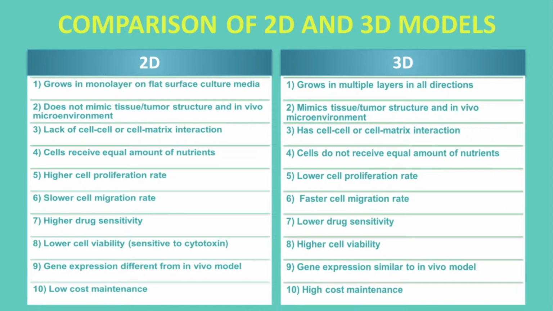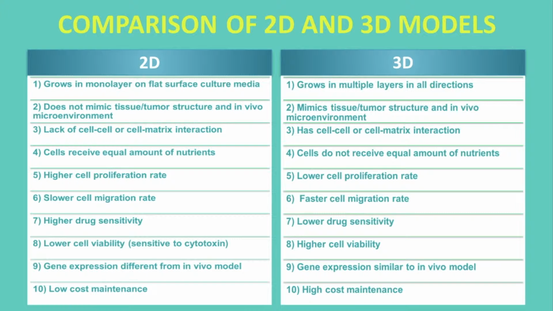Thank you, Kimberley. And now I will be talking about the differences between 2D and 3D models. First, the cells in a 2D model grow in a monolayer on flat surface culture media such as petri dish and culture flask, while the cells in a 3D model grow in multiple layers in all directions. Besides, the 2D model does not mimic tissue and tumor structure and also the in vivo microenvironment, while the 3D model does. The 2D model lacks cell-cell or cell-matrix interaction, while the 3D model has.